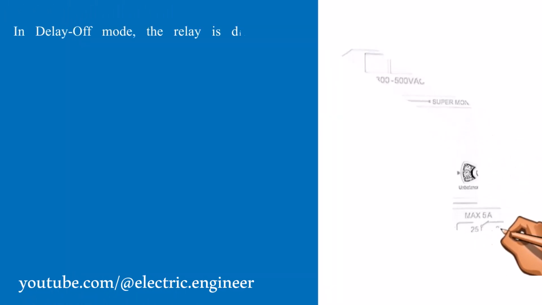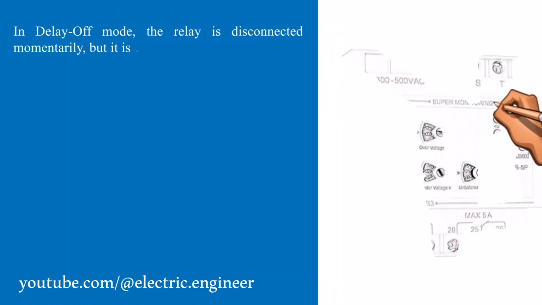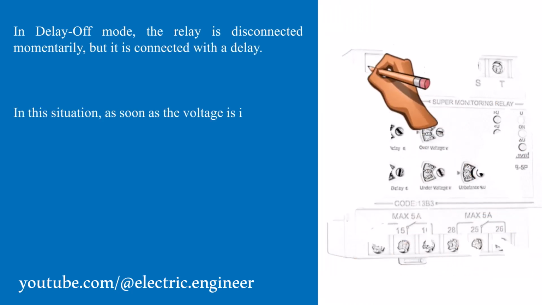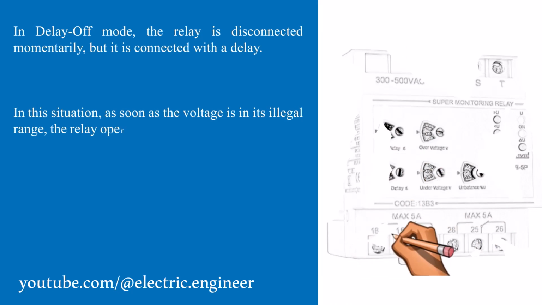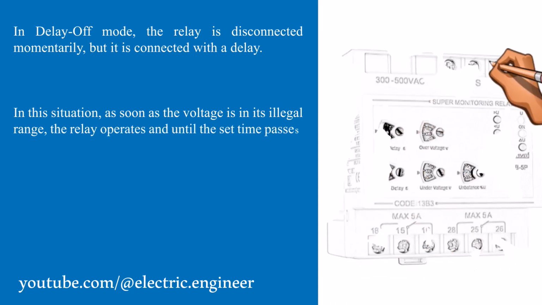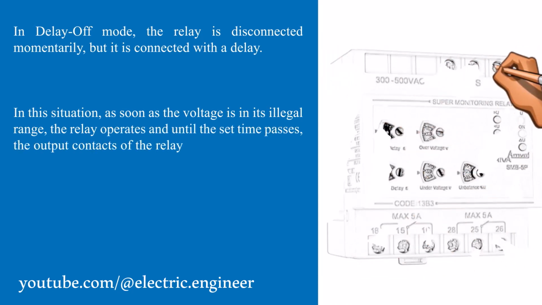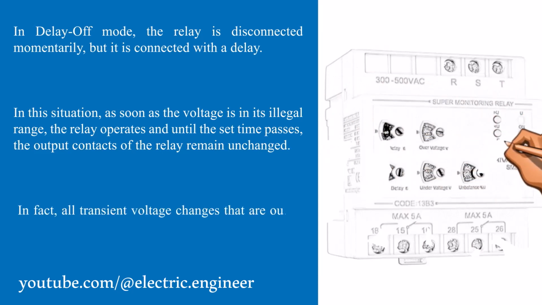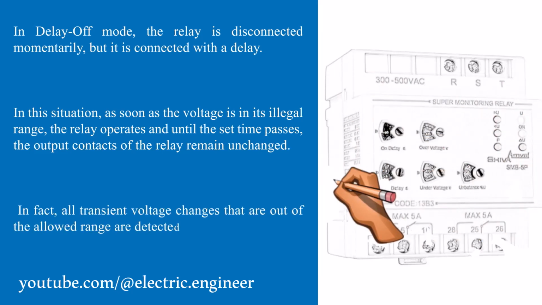In delay-off mode, the relay is disconnected momentarily, but it is connected with a delay. In this situation, as soon as the voltage is in its illegal range, the relay operates, and until the set time passes, the output contacts of the relay remain unchanged. In fact, all transient voltage changes that are out of the allowed range are detected by the relay.